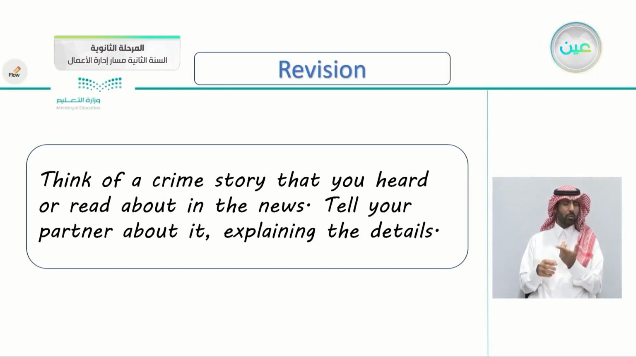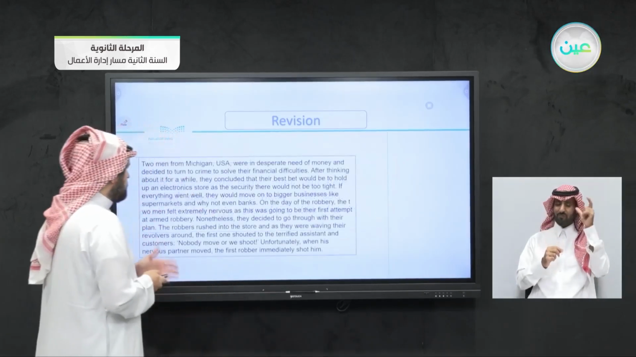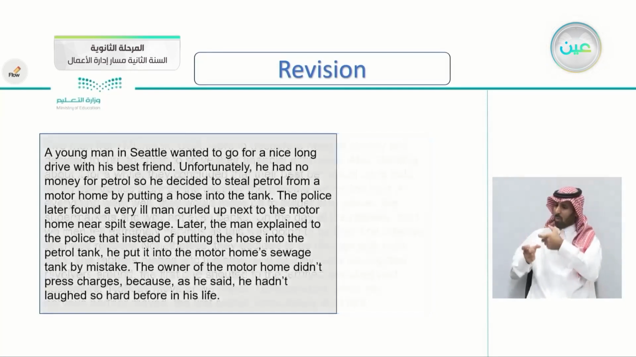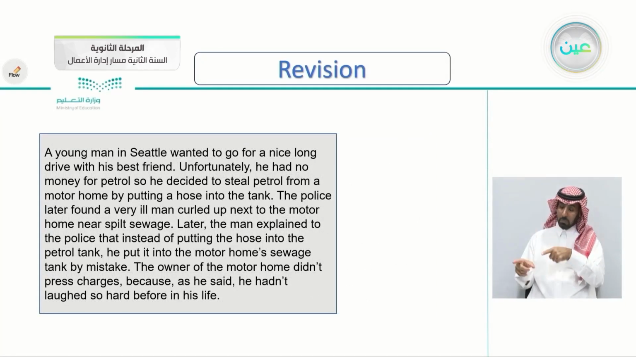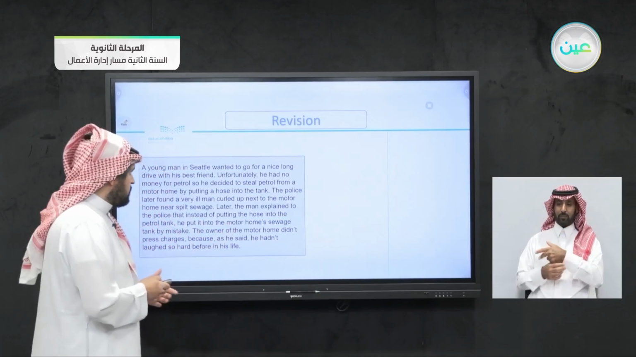If you remember in the last lesson, we took some articles related to crimes and crime stories and how foolish they were. We took these first two men from Michigan. They were desperate, in need of money, and one of the men shot the other one. And we took a young man in Seattle who wanted to go for a nice long drive with his best friend, who drank the sewage instead of the petrol, if you remember, which was also foolish.